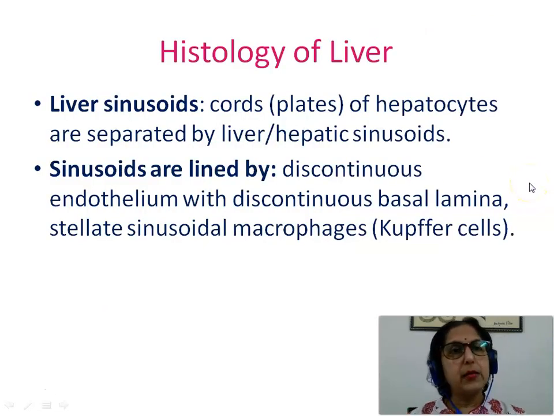Liver sinusoids. Cords or plates of hepatocytes are separated by liver or hepatic sinusoids. The sinusoids are lined by discontinuous endothelium, with a discontinuous basal lamina, and stellate sinusoidal macrophages, which are the Kupffer cells.